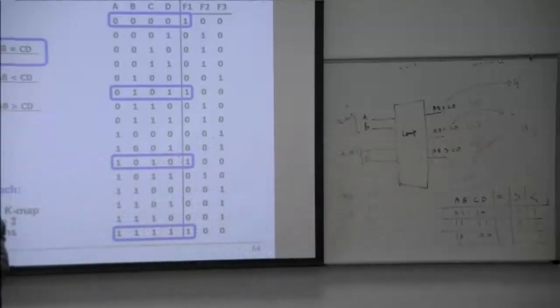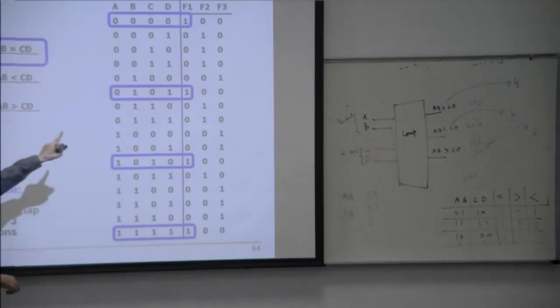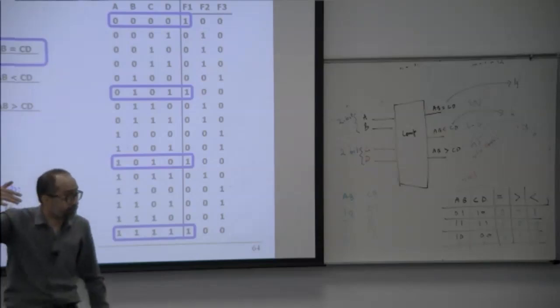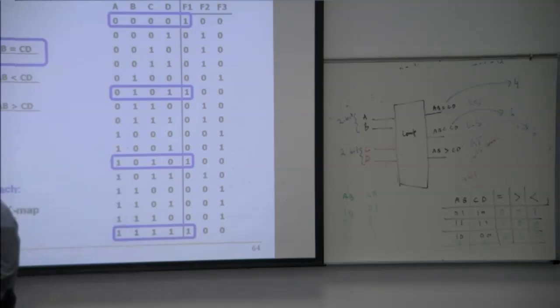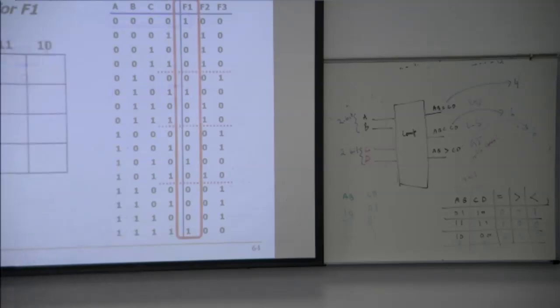Okay. Now we have three functions. If you look at the function F1, what is F1? AB is equal to CD. What is F2? AB smaller than CD. What is F3? AB is greater than CD. Now all of these three functions are functions of how many variables? 4 variables. So we need how many Karnaugh maps? A Karnaugh map is 16 entries.